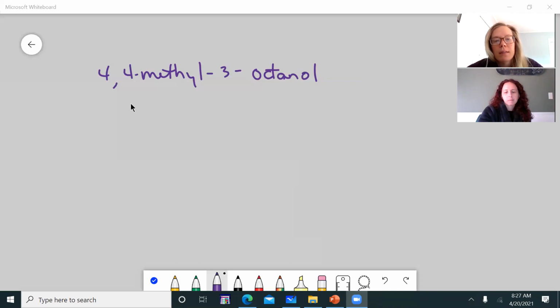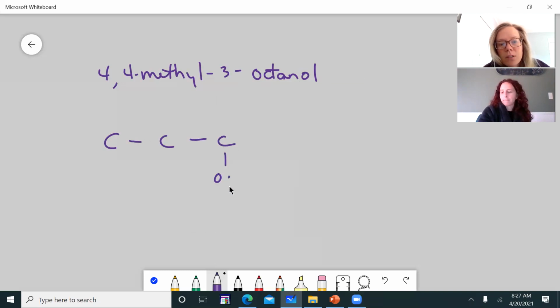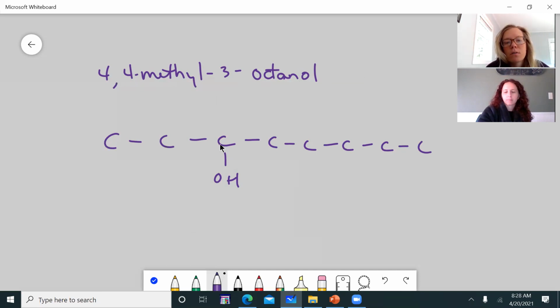So when working on this, again, I always start from the right and work my way back. Octanol means that there's 8 carbons with an OH on the 3rd carbon. So this 3rd carbon will have an OH. Doesn't really matter if you put it up or down. 1, 2, 3, 4, 5, 6, 7, 8. I've got 2 methyl groups coming off of the 4. So 1, 2, 3, 4. So I'll put a CH3 here and a CH3 here.